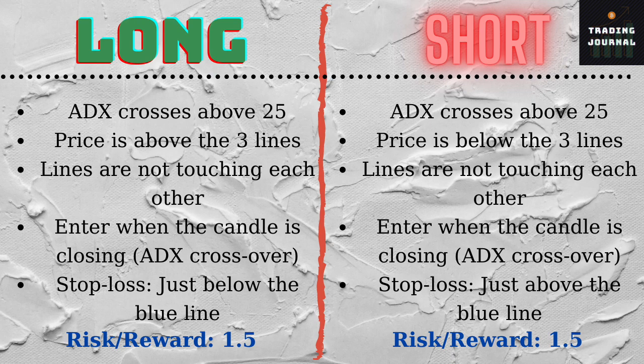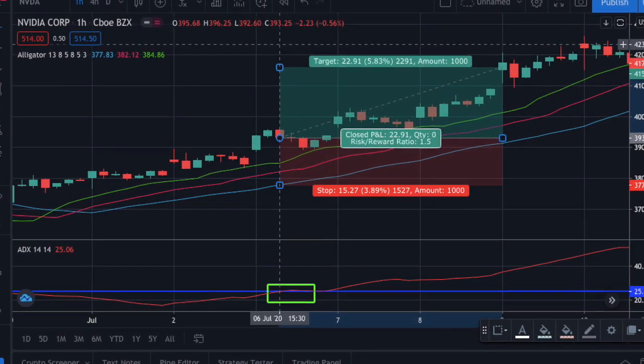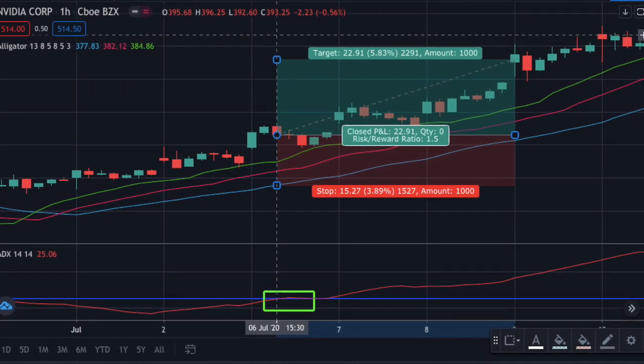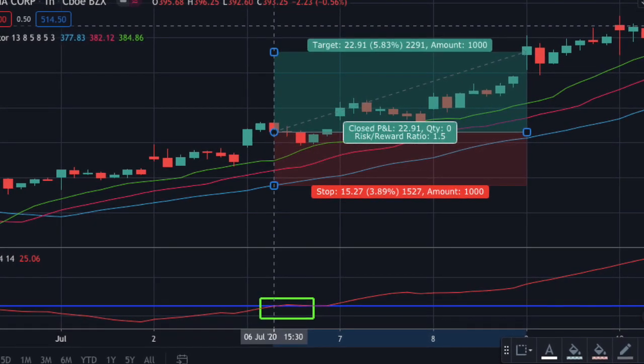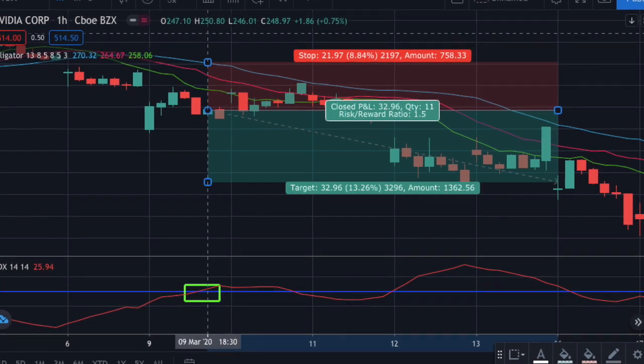So if the market satisfies these 3 rules, we will open a position at the closing of the candle where the ADX value crosses over the 25 level. We will use the jaw, which is the blue line, as our stop loss. In long positions, our stop loss will be just below the blue line. In forex markets, 2 to 3 pips are enough.